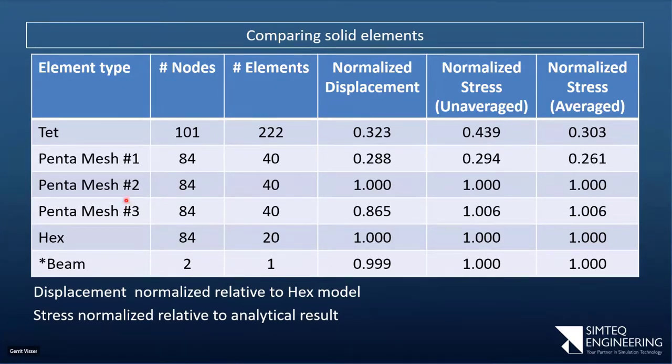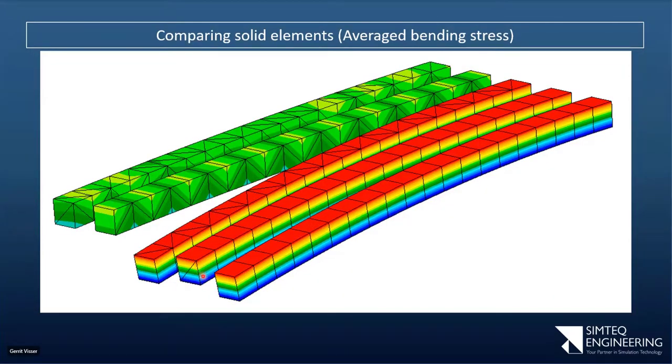Okay, but now if I look at the penta meshes, what's interesting is that one was horrible, but these are actually pretty decent. If I compare them in terms of displacement up to 3 decimal points, these two are exactly the same, both for displacement and stresses, unaveraged and averaged. Number 3 over-predicted the stress slightly, both for averaged and unaveraged, kind of as expected, but the displacement was less, and we could see that already in this image, where it was a bit less visually too.